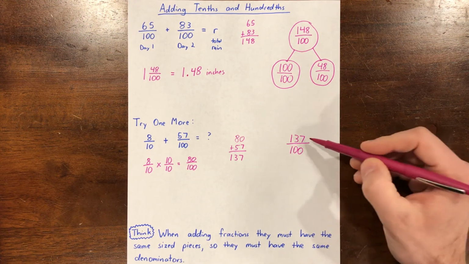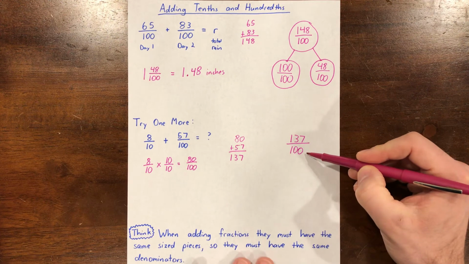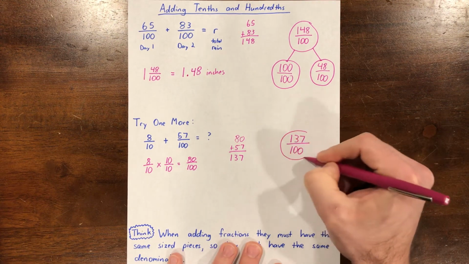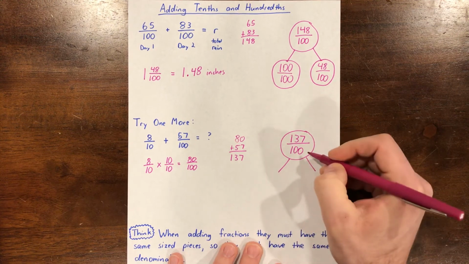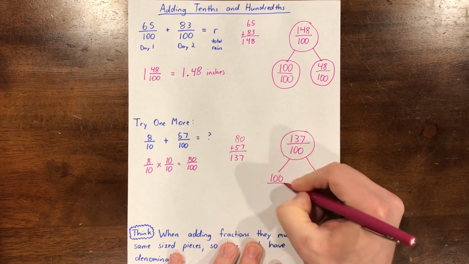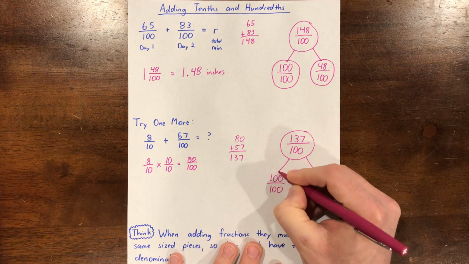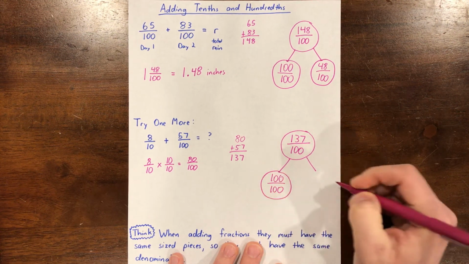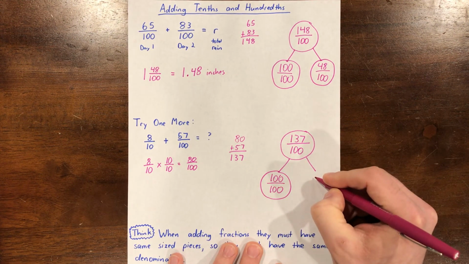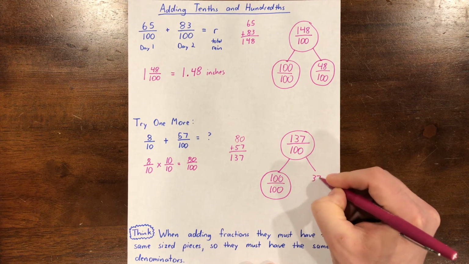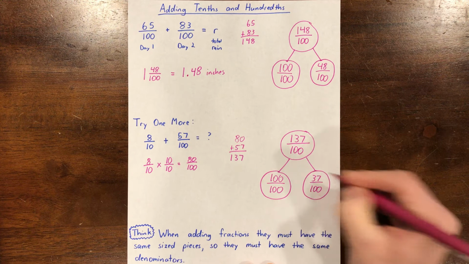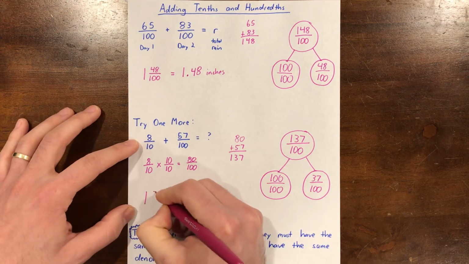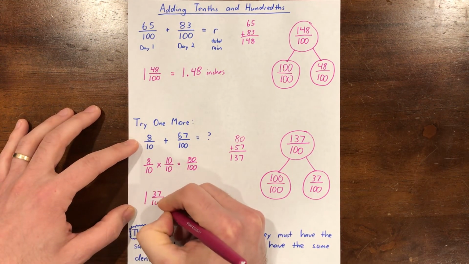Right. My numerator is larger than my denominator. So I know that I can partition this fraction and find at least one whole. If I make one whole with 100 hundredths, that leaves how much left over? Say it out loud. Yeah, 37 hundredths left. So that's actually going to be 1 and 37 hundredths.